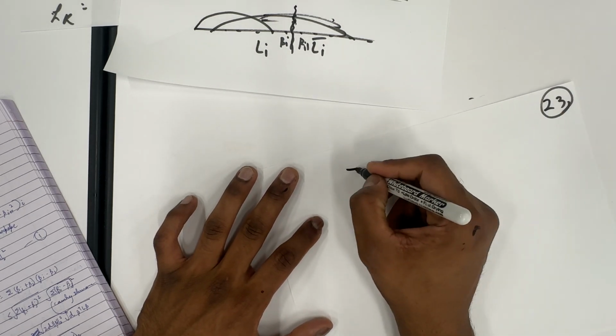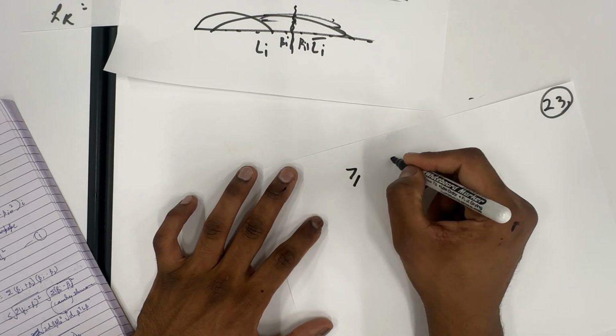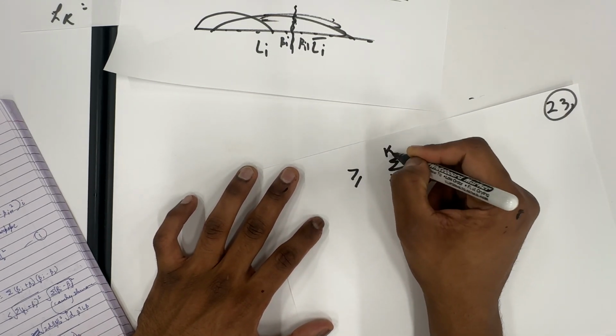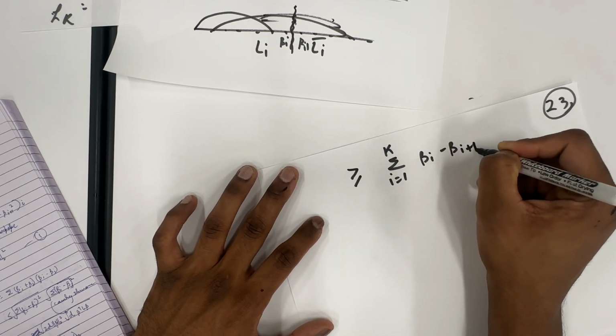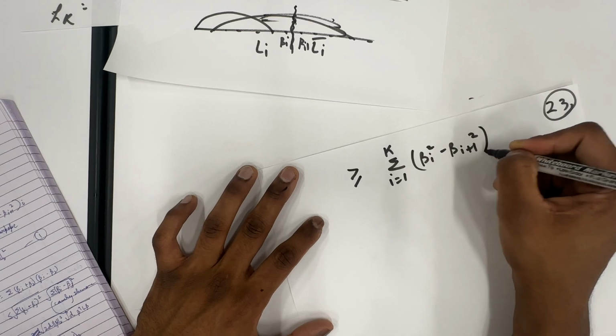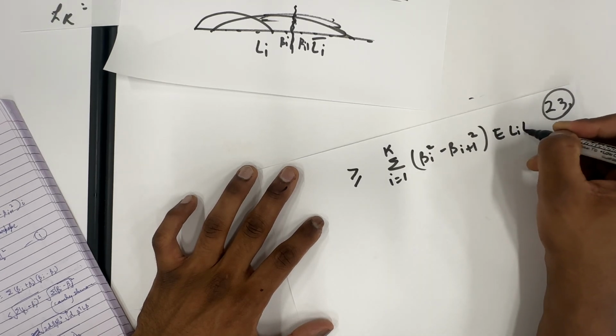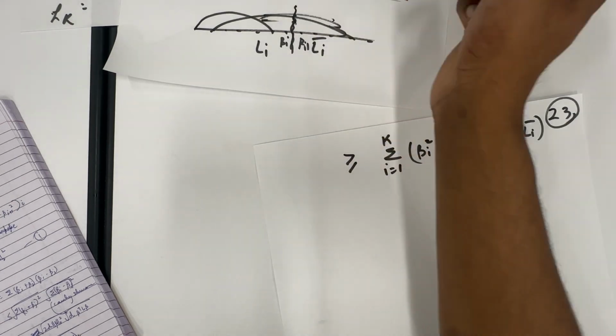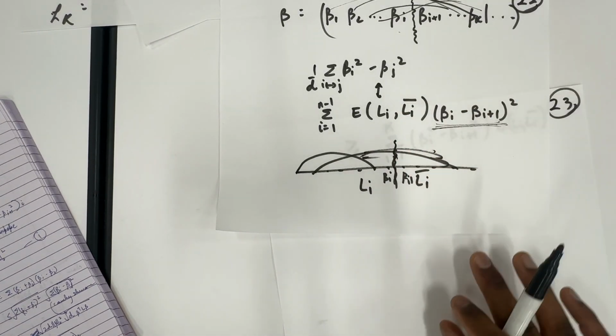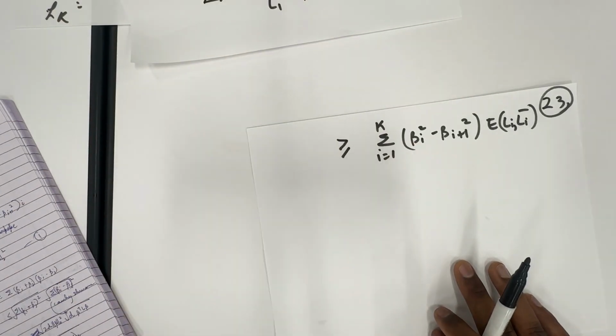So this is going to be greater than or equal to the sum from 1 to k of beta i minus beta i plus 1 squares times the edges crossing Li bar, right? Because let's just truncate this sum after k elements. So this is always going to be greater than this particular sum.